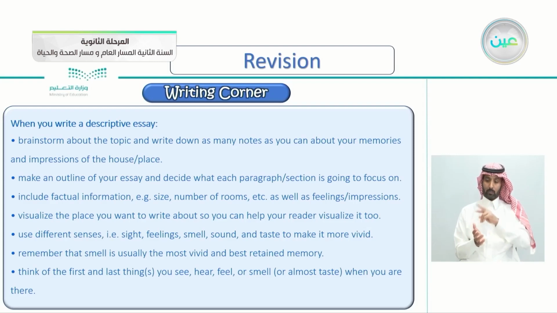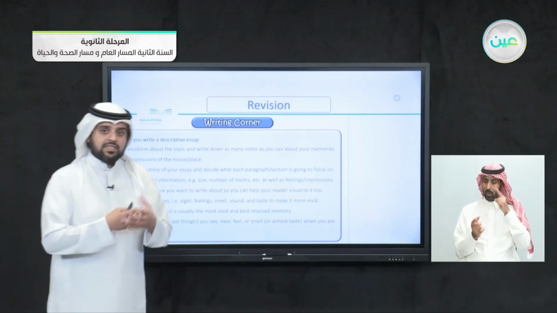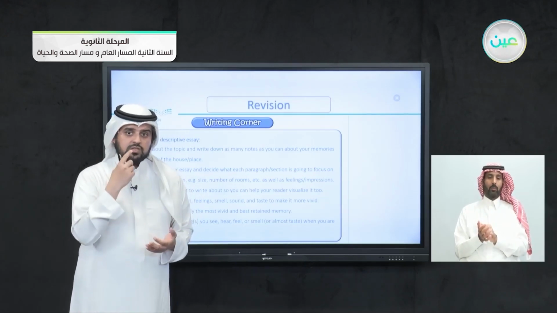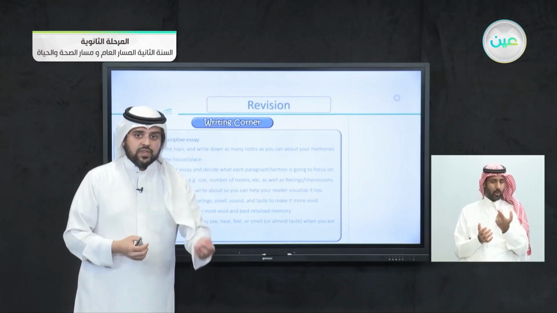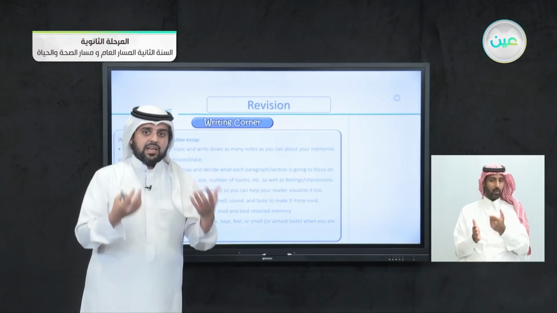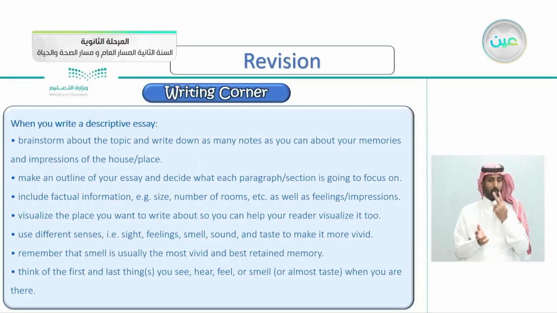Use different senses, such as sight, feeling, smell, sound, and taste, to make your writing more vivid and more clear. Try to depend on senses. What you hear when you describe this house, what you smell, what you see, what you feel, what you touch. Once you are at this house, what can you feel, see, smell, and so on. So you can make the writing more vivid and more clear for the reader.